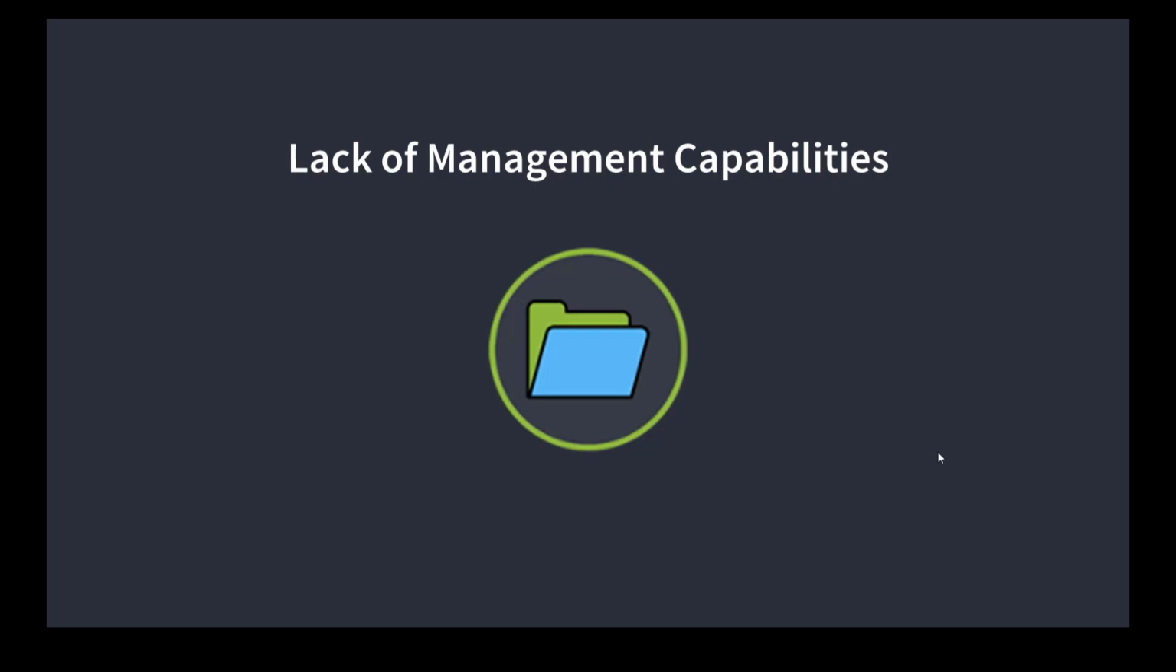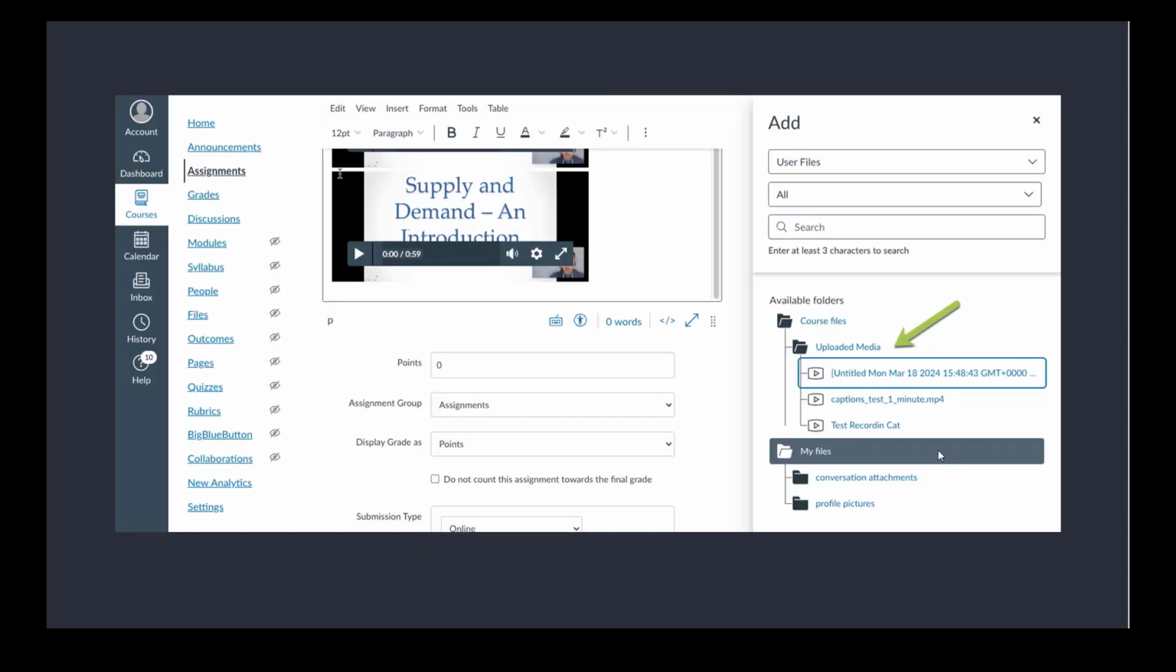Second topic to go through here in terms of the inbuilt functions of Canvas for video is the lack of management capabilities. When we talk about management capabilities, we're talking about how we actually administer the content that's uploaded by the users. So we can see here on this screenshot, this is how a user would administer their content within Canvas. So it's this traditional kind of tree structure here, but there's not really any way of the user deleting or editing their content.